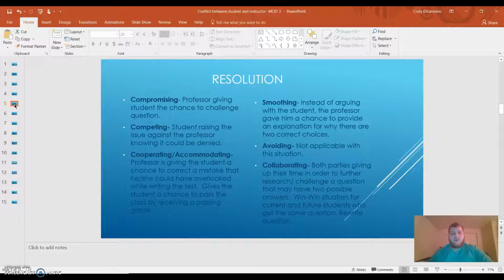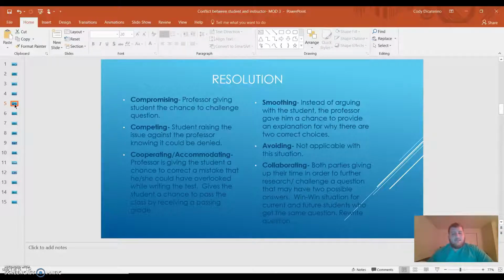Smoothing: so instead of arguing with the student, the professor gave him a chance to provide an explanation for why there were two correct answers. So instead of trying to argue and rebut, he actually gave him a chance to say, hey, I understand your viewpoint, come back to me with backup from the book and explain to me why you think this is.